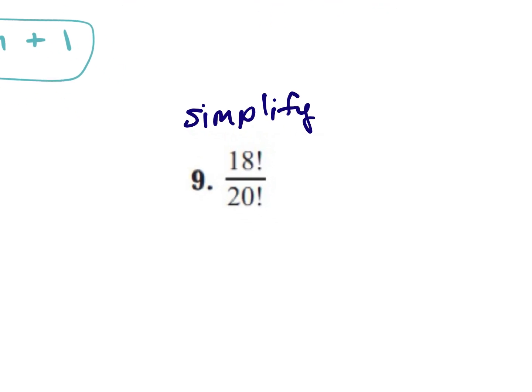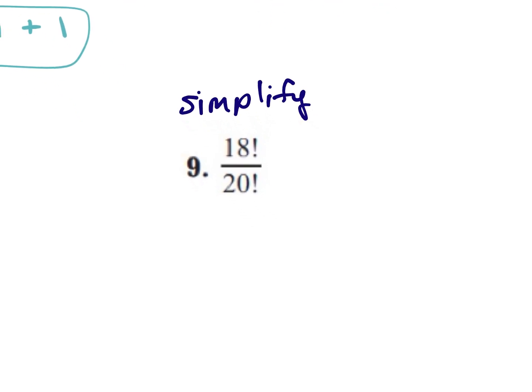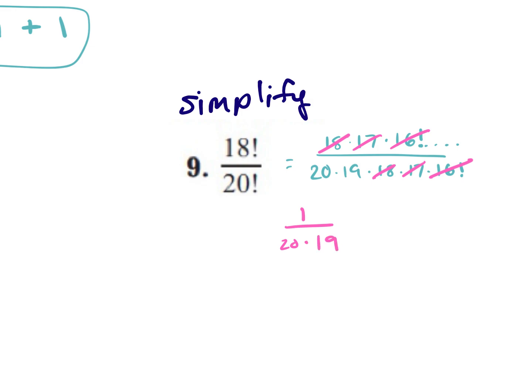All right, let's take a look at 9. So 9 says simplify. If you want to simplify by hand, you can. Up top, we have 18 times 17 times 16, and so on. It keeps going down, but I'll call it 16 factorial. We'll just stop there. On the bottom, we have 20 times 19 times 18 times 17 times 16. It keeps going, but so does the top. So I can cancel out anything that I have in common. So I can cancel out the 18s, the 17s, the 16s, and everything after that. So I'm just left with 1 over 20 times 19.